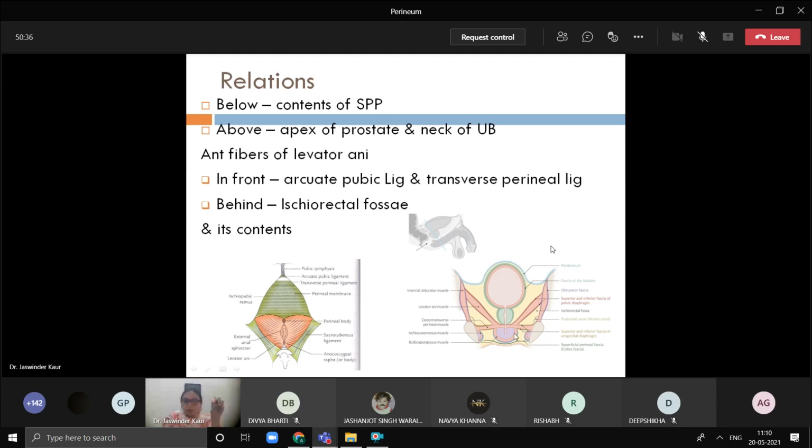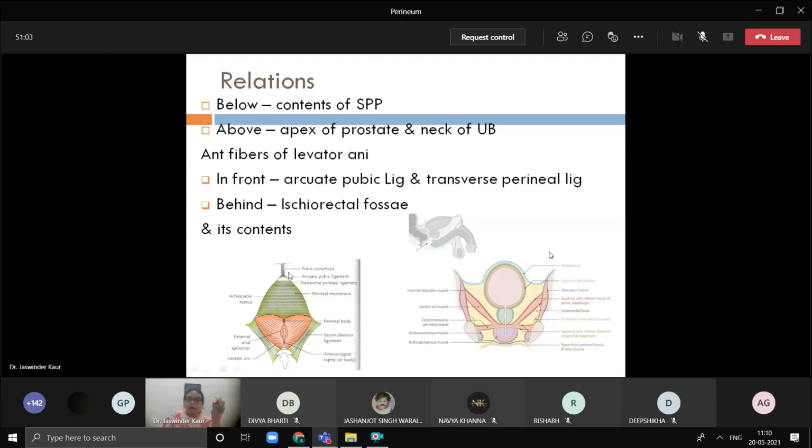Above, what is present above? Above it is the prostate, the neck of the urinary bladder, and the anterior fibers of the levator ani. This one is the levator ani. In front, we have already done, it is the arcuate pubic ligament. This is the arcuate pubic ligament.